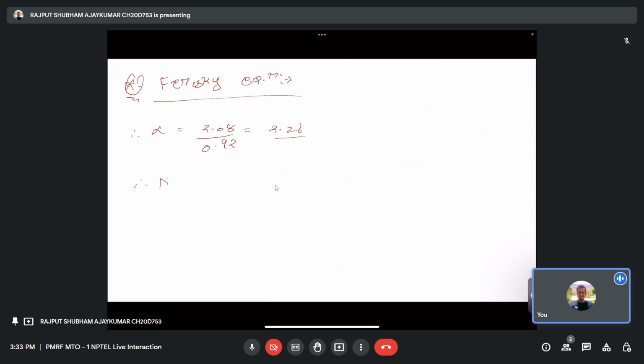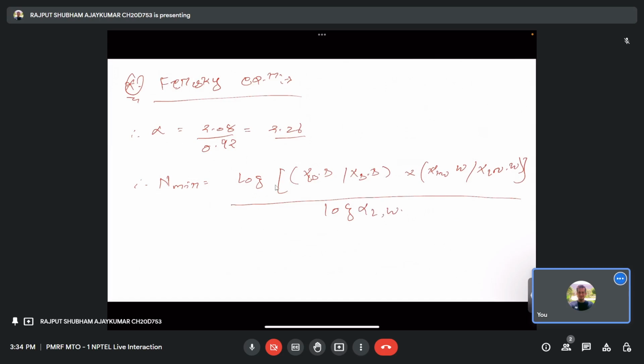If we calculate the N minimum, the Fenske equation is given as log of xD into D divided by, so this is the light key and the heavy key, so you need to take care of both the things, x of HD into D, into x of LW into W, divided by x of HW into W, whole divided by log of alpha of light key.